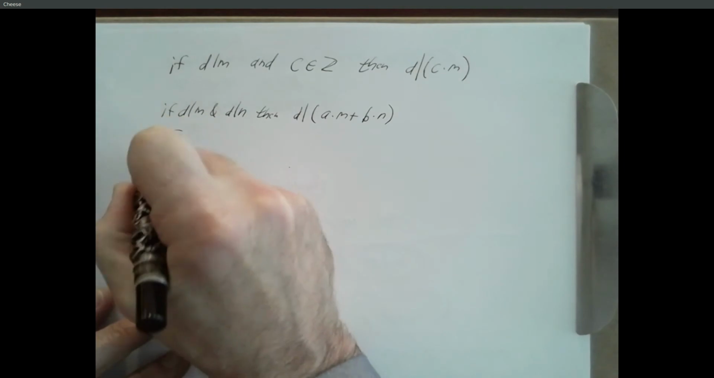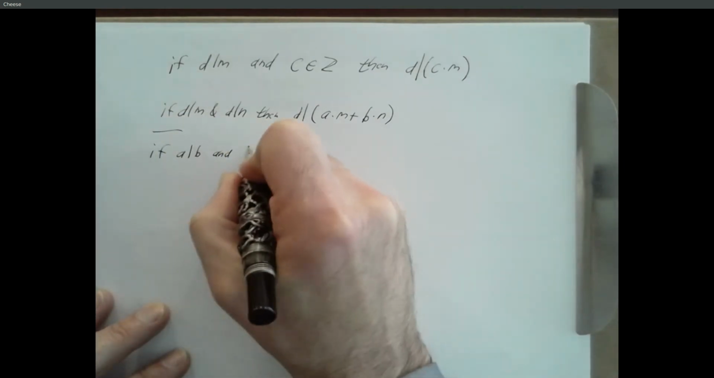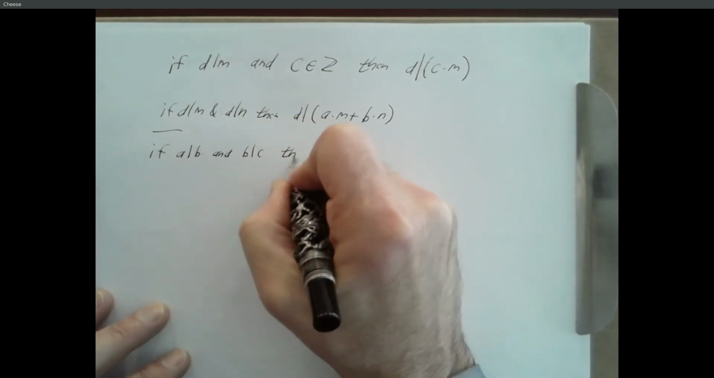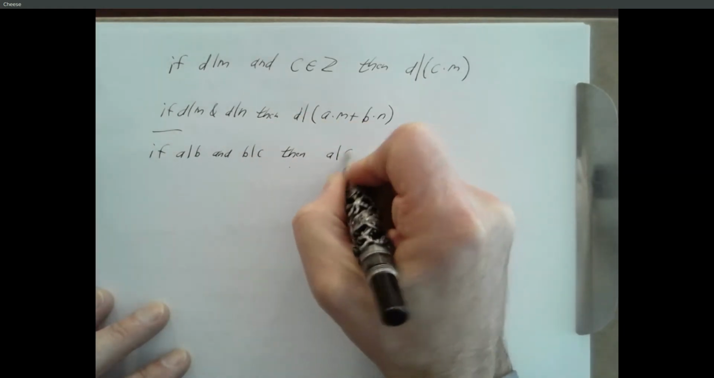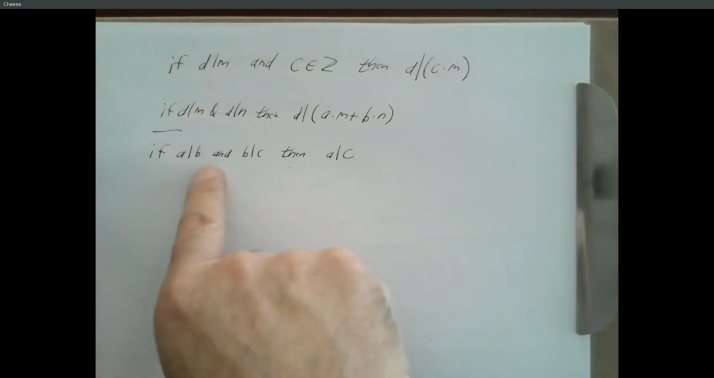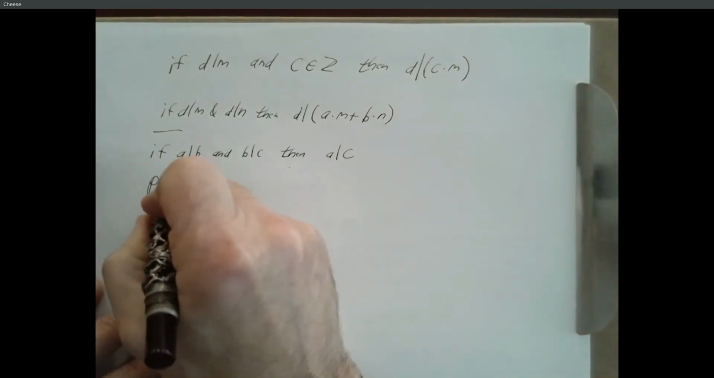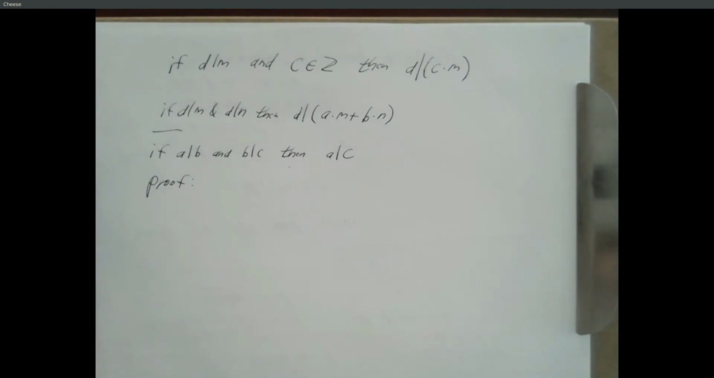Here's another one. If a divides b and b divides c, then a divides c. c is a multiple of b, b is a multiple of a, then c is a multiple of a. So how would we prove that? Just shout out steps.